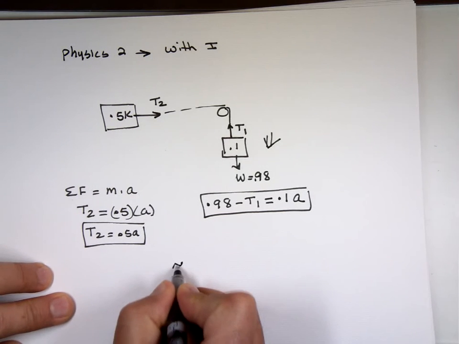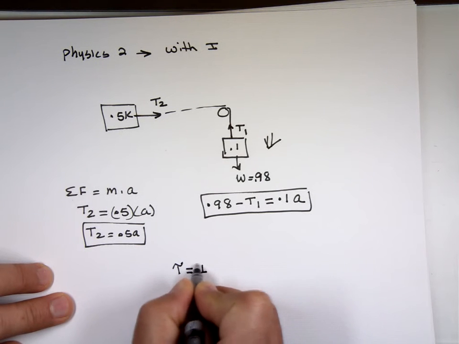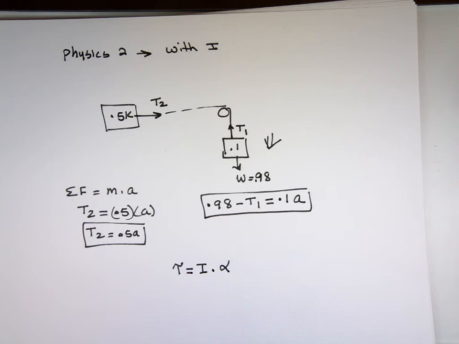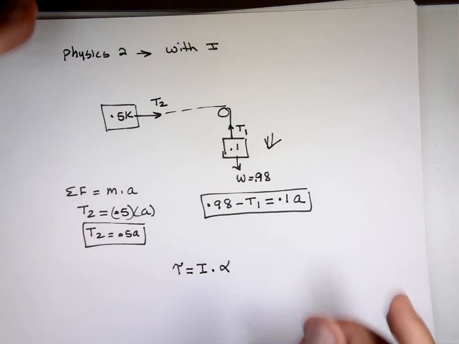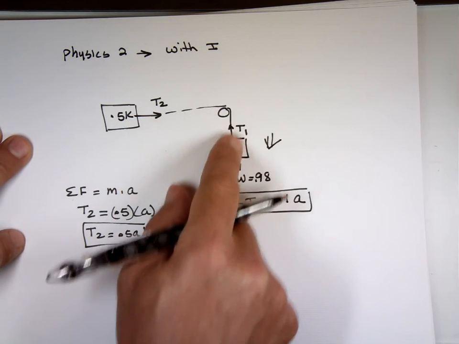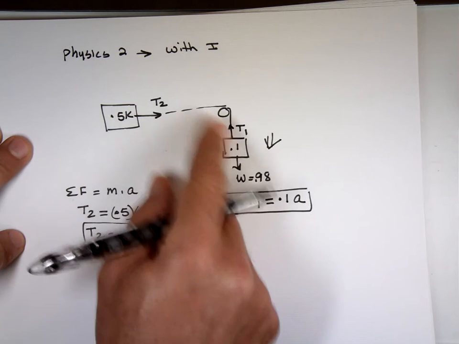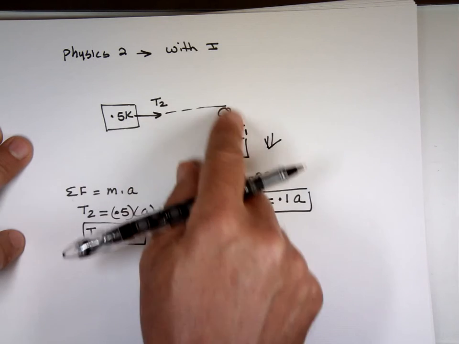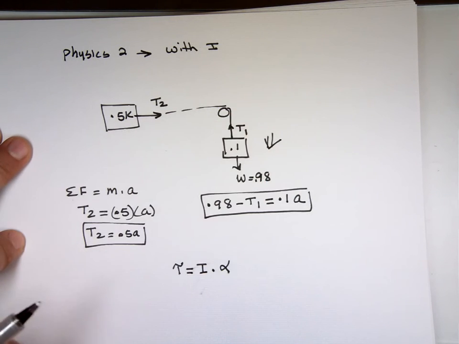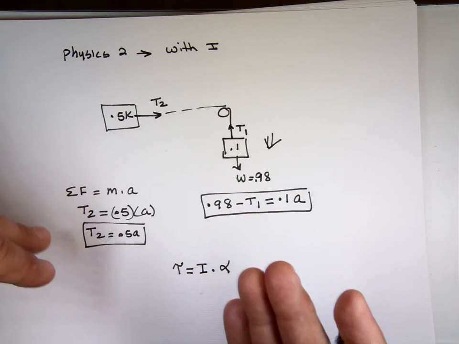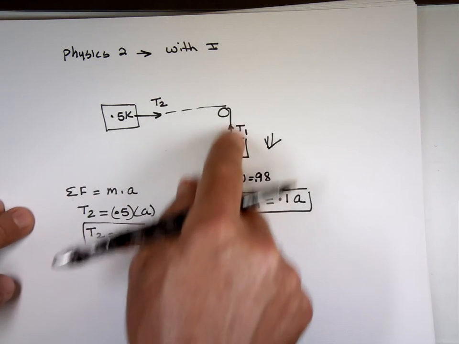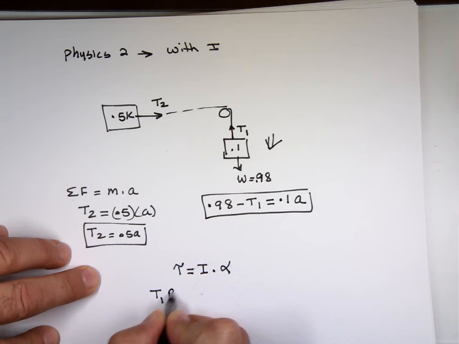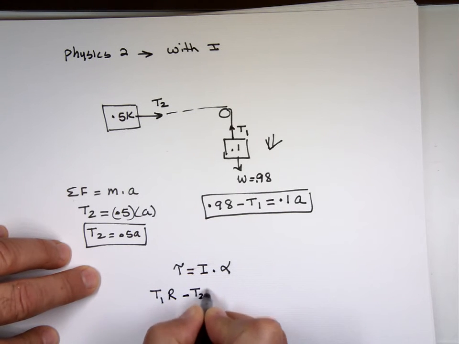Torque equals what? Inertia times alpha. The pulley now. Let's look at these. T2 is going around this way, T1 is pulling this way. This is going to make it spin which way? Counterclockwise, right? This one's going to make it spin which way? Clockwise. So the torque is the force times the distance. T1 is going to make it spin counterclockwise, so T1 times R minus T2 times R. That's the torque.